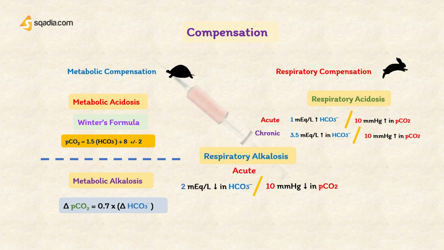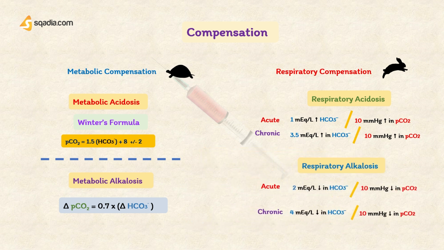Last, we have the respiratory alkalosis, which can be remembered as acute respiratory alkalosis with a 2 milliequivalent per liter fall in bicarbs for every 10 millimeter mercury drop in carbon dioxide, and for chronic respiratory alkalosis with a 4 milliequivalent per liter fall in bicarbs for every 10 millimeter mercury fall in carbon dioxide. The most important of these at the student level is the Winter's formula, so make sure you know that one.